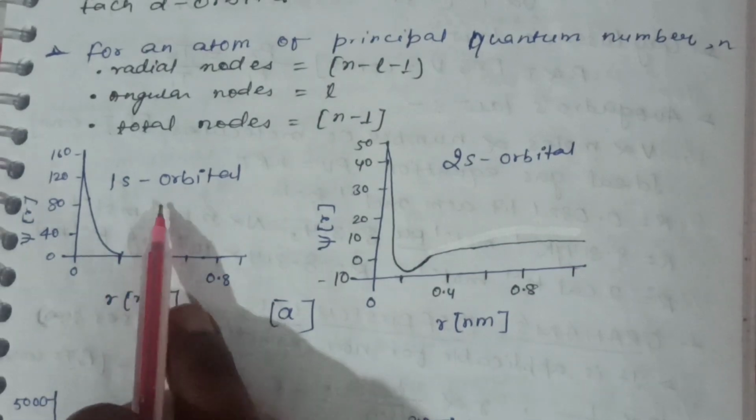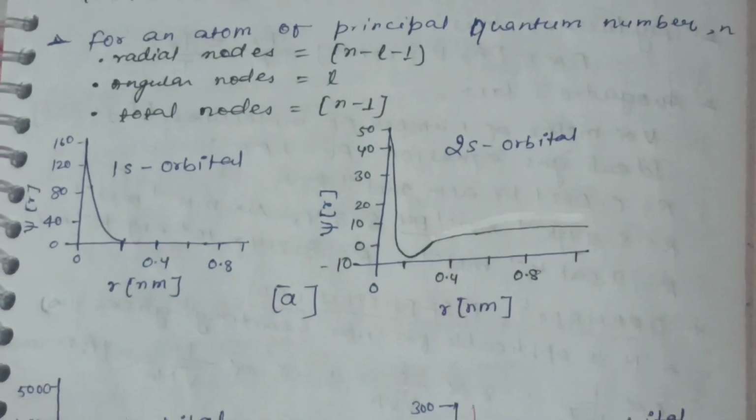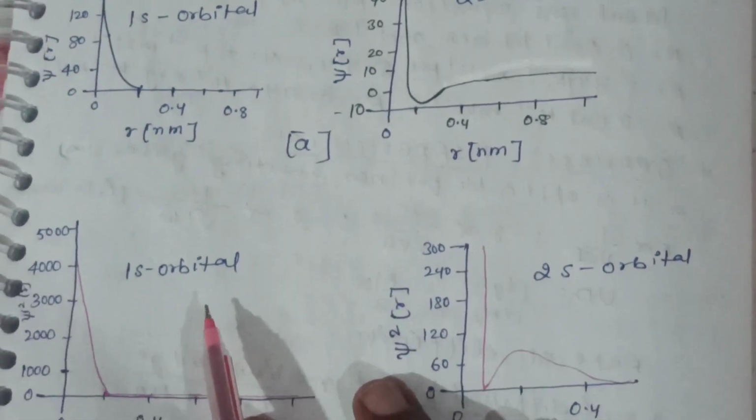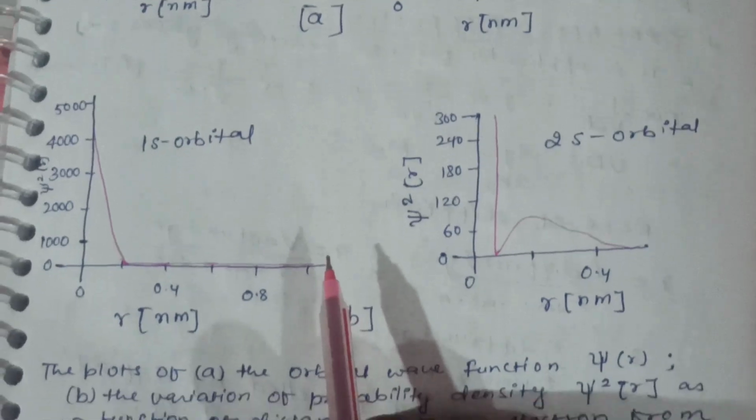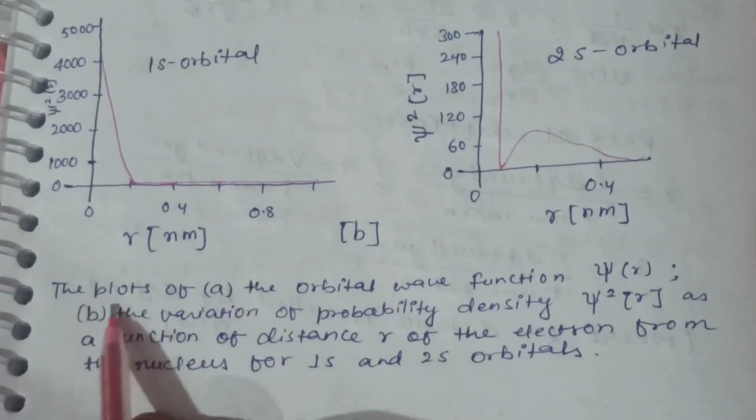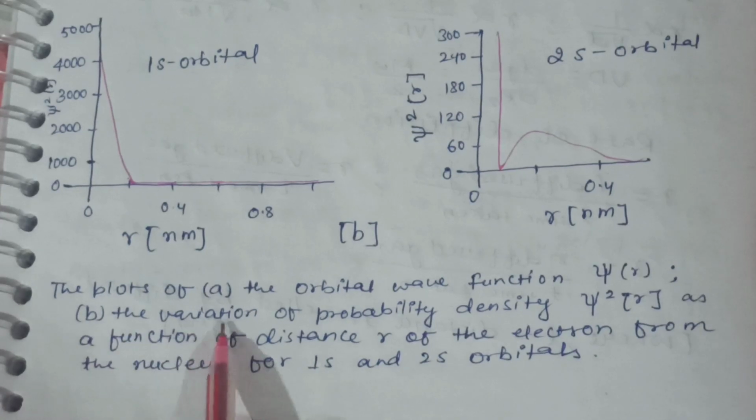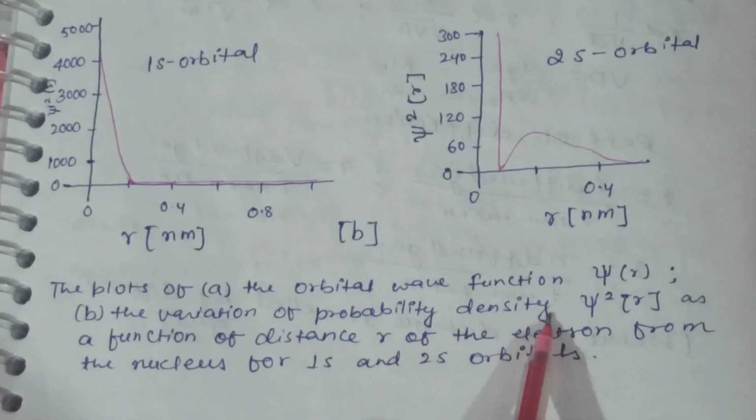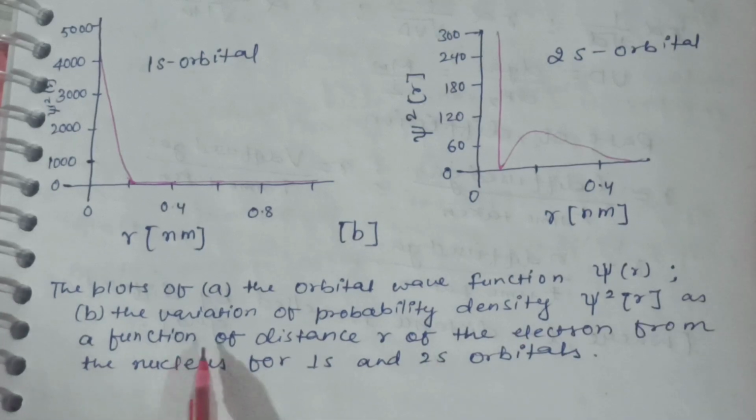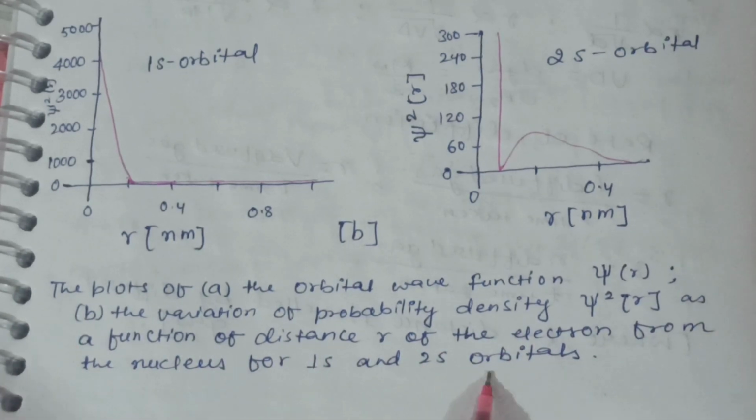Now, the 1s orbital and 2s orbital in the form of graphs. The plots of A, the orbital wave functions, and B, the variations of probability density as functions of the distance r of the electron from the nucleus for 1s and 2s orbitals.